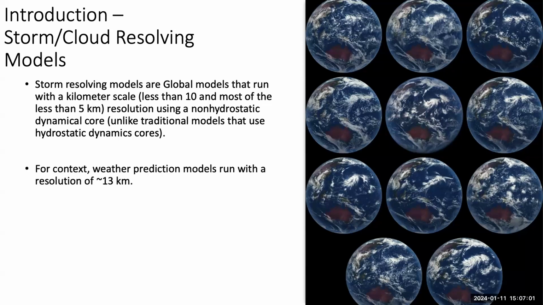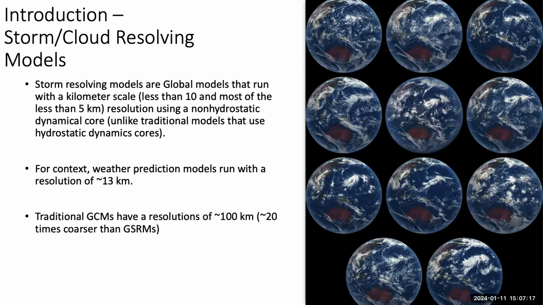Just for context, we know that weather prediction models usually run at a resolution of 13 kilometers, so these models have a finer resolution than those we use for weather prediction. If you take the traditional GCM at 100 kilometers, the GSRMs are at least 20 times finer, or the GCMs are 20 times coarser than GSRMs.